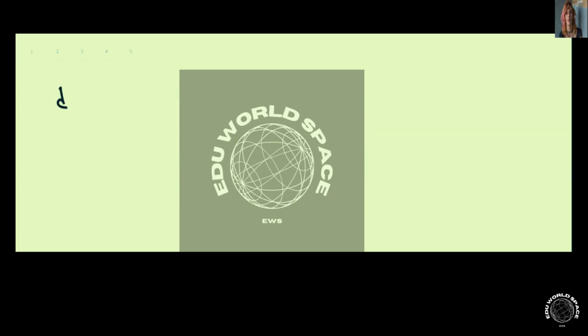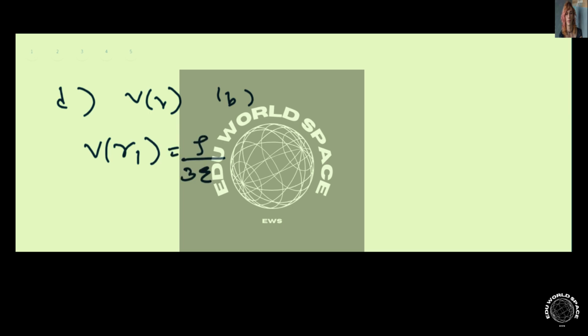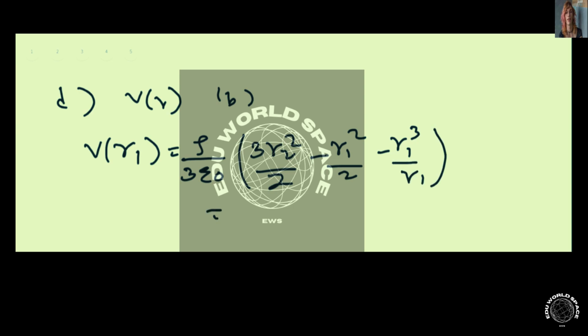For part D of the problem, using the expression for V of R found in part B, we write V as a function of R1 is equal to rho divided by 3 epsilon times 3R2 squared over 2 minus R1 squared over 2 minus R1 cube over R1. This gives us rho divided by 2 epsilon times (R2 squared minus R1 squared).